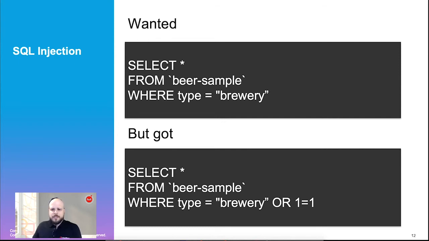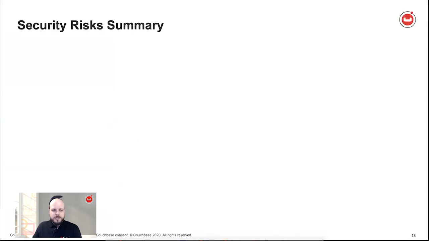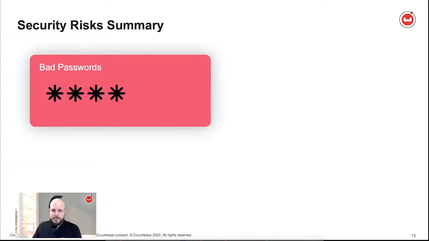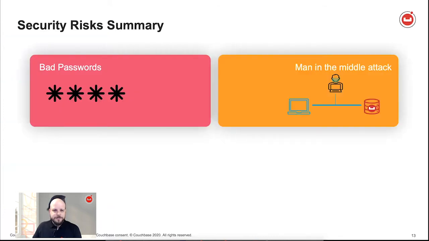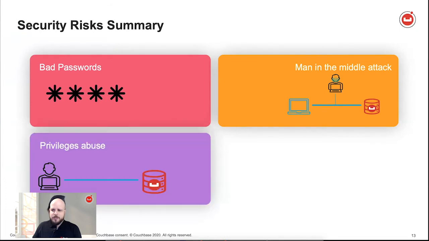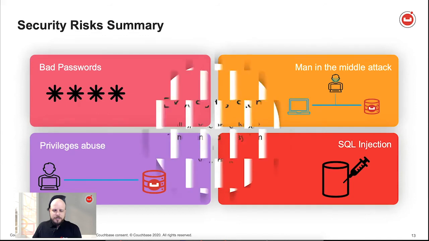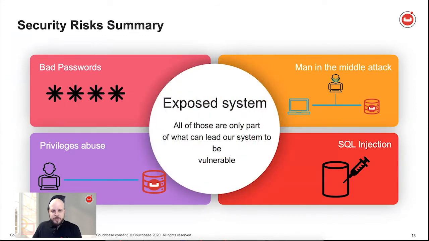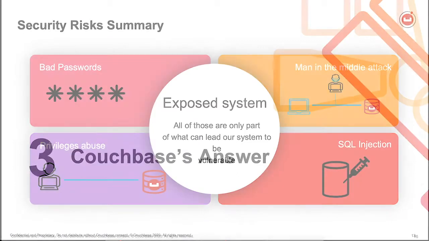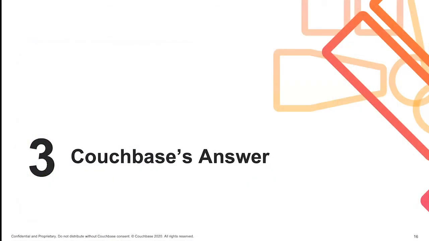So let's summarize the security risks and proceed to how we deal with them on Couchbase. The first risk is a bad password. Second is a man-in-the-middle attack. Third is privileges abuse, and the fourth is SQL or N1QL injection. All of those are going to leave your system exposed and make the database vulnerable, and we want to avoid those. So what are Couchbase's answers to those risks?